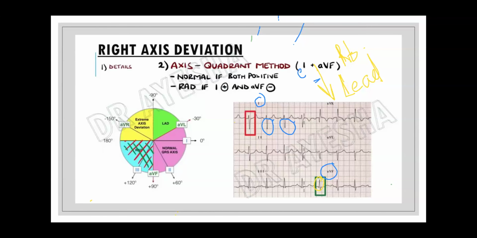That means it is right-sided deviation. Right side. So lead 1 will go in the downward direction, and aVF, your left thumb, would be in the upward direction. So the right thumb goes down. This is called right axis deviation.